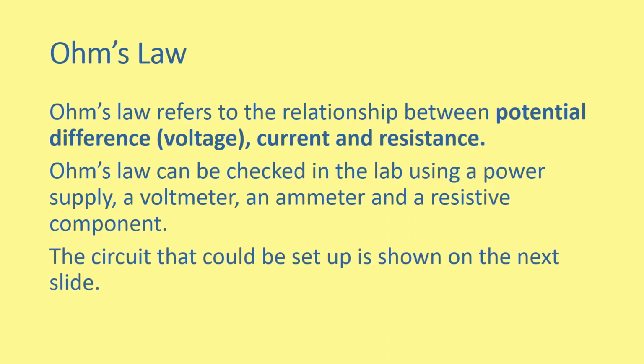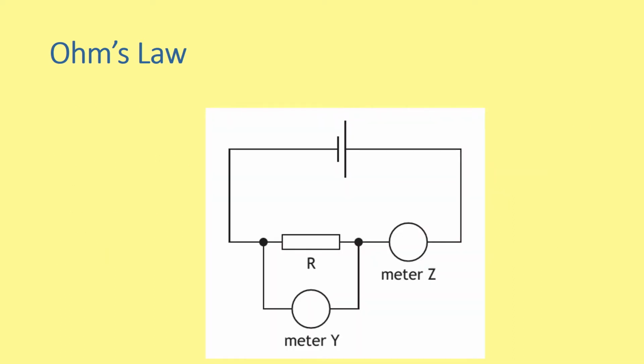The circuit could be set up as shown on the next slide. So here we have our power supply, which is our cell. Just here, we have our resistive component, meter Y and meter Z. You could be asked which of these meters is going to be the ammeter and which of these meters is going to be the voltmeter.